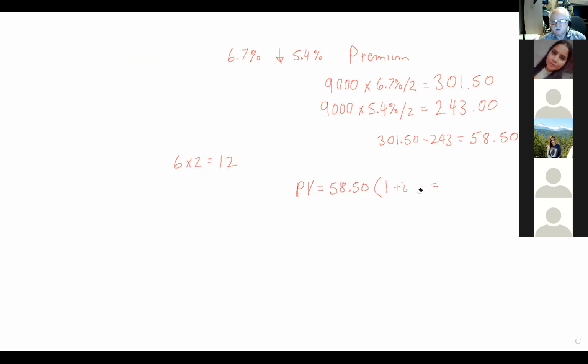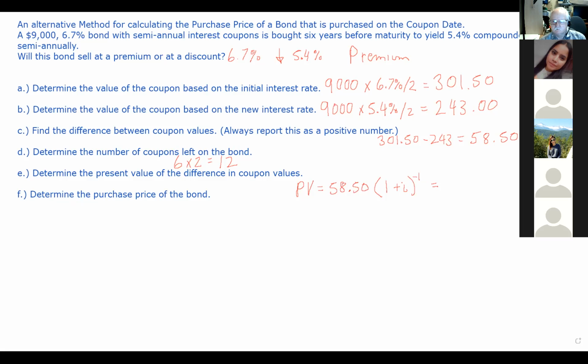Let's put the 5.4% in here. 5.4% divided by 2, plus 1, to the power of negative 12, times 58.5. So I'm getting 42.49 there.